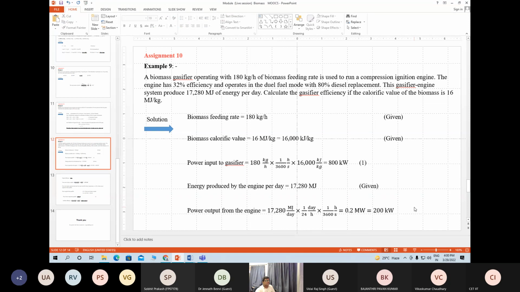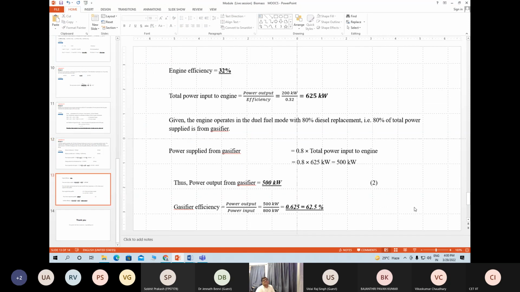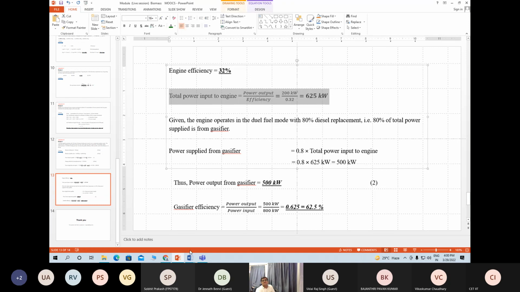Now we know the efficiency of the engine is 32%. If this is the power output, what is the power input to the engine? We simply divide it by the efficiency of that engine. The total power input to the engine is 625 kilowatt. When we give this much power input, it produces 200 kilowatt of power. Isn't it very easy?